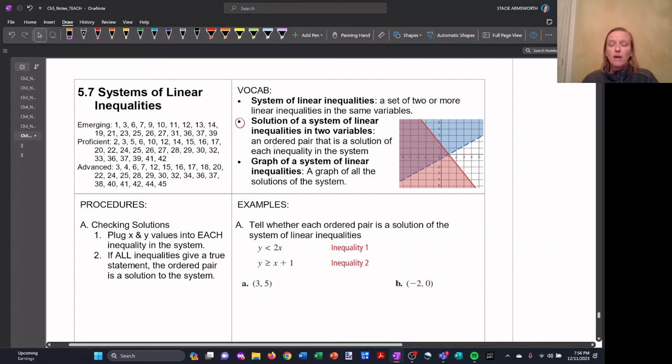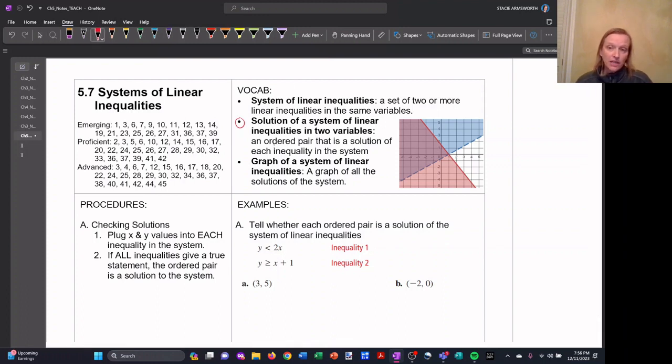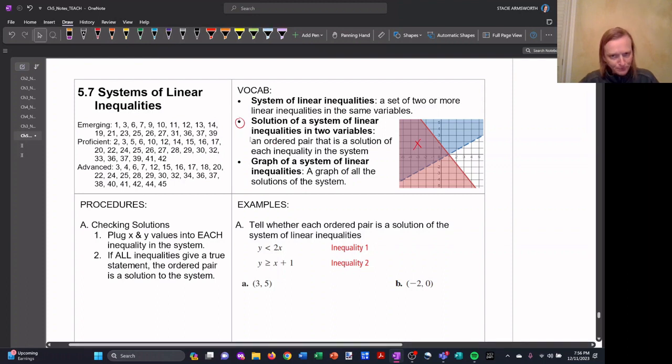What this means graphically is, if we've got one inequality like this blue inequality here, anything above this blue dotted line is a solution to that blue inequality. And we've got this red inequality here, and anything on or below the line here is a solution to that inequality. If I want to have a solution to both inequalities, I need to be in this region here, where those two shaded regions overlap.